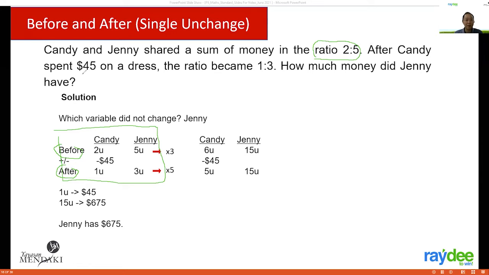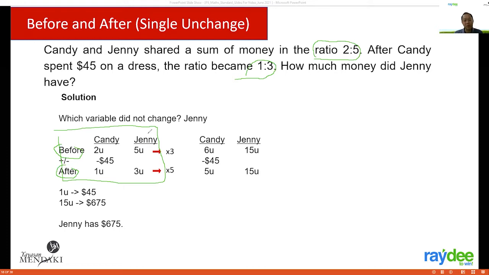You see this, Candy spent $45 on a dress. So Candy spent $45 on a dress. And then after that, the ratio became 1:3, right? You see the ratio became 1:3. So they have to come up with this table, right? So in this particular situation, we call it single unchanged.